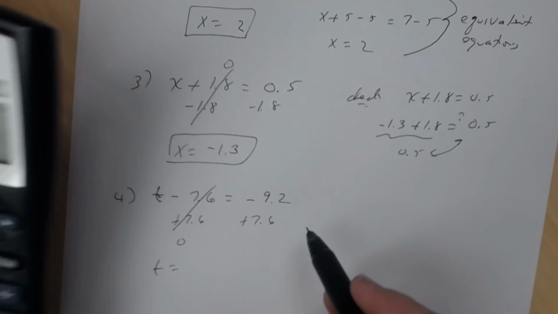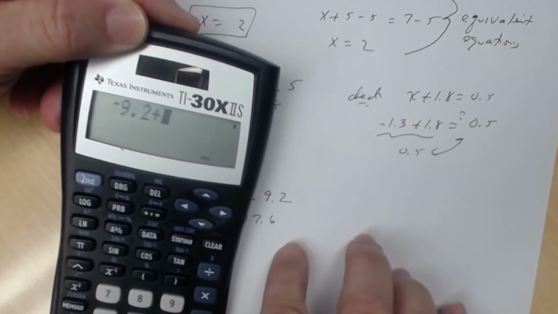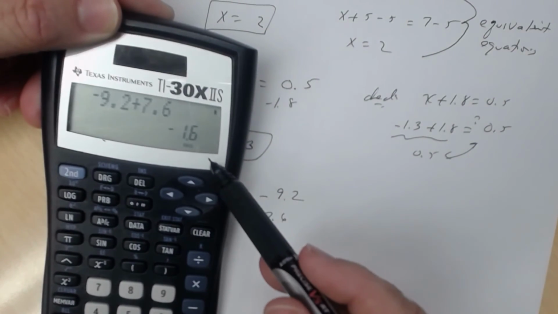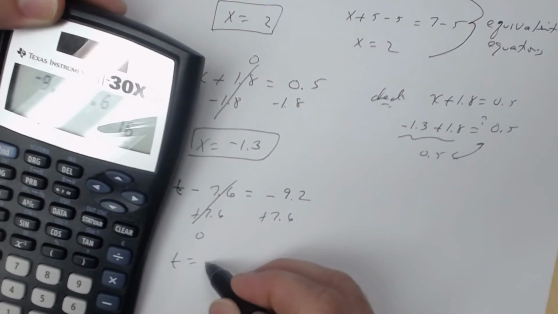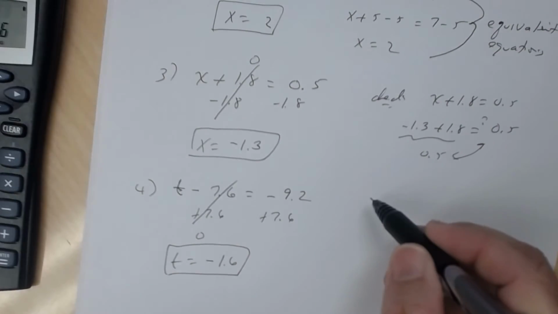And then use a calculator, and negative 9.2 plus 7.6 equal, and then that's a negative 1.6. So I get t equals negative 1.6. So that's your solution. And you can check if you want to.